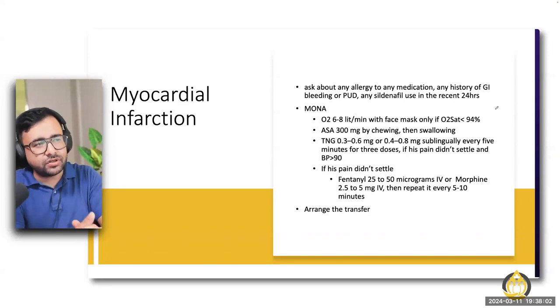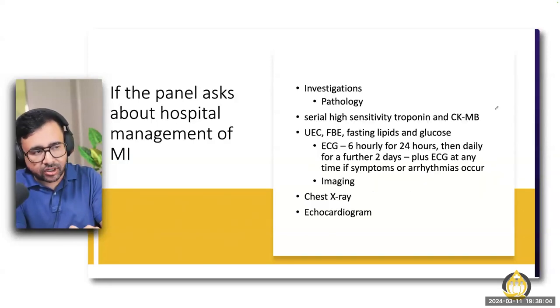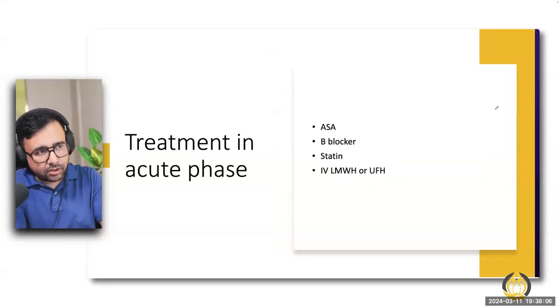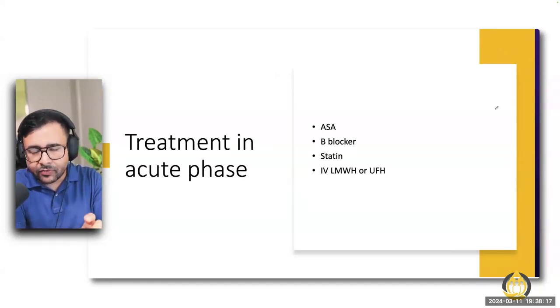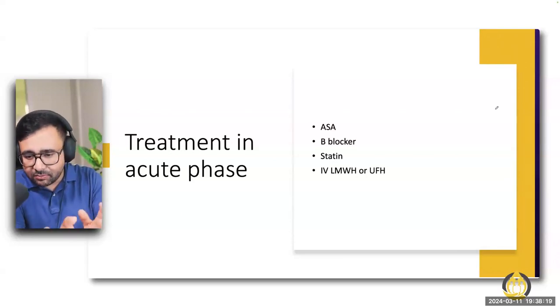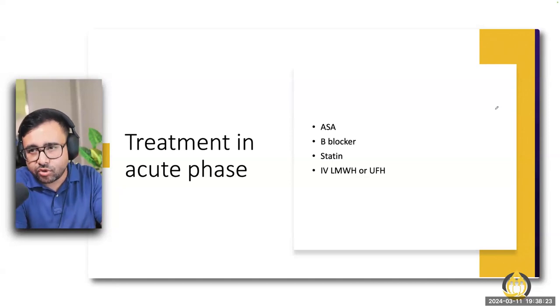So I'll not go into the details of what kind of medication you'll be giving to this patient. What we'll look at is what happens in the hospital. Generally in the hospital, what happens is they are first hooked to the monitor. Their stability is checked continuously, and some blood is taken and sent for investigations, which includes troponin. That is the most important one you have to mention.